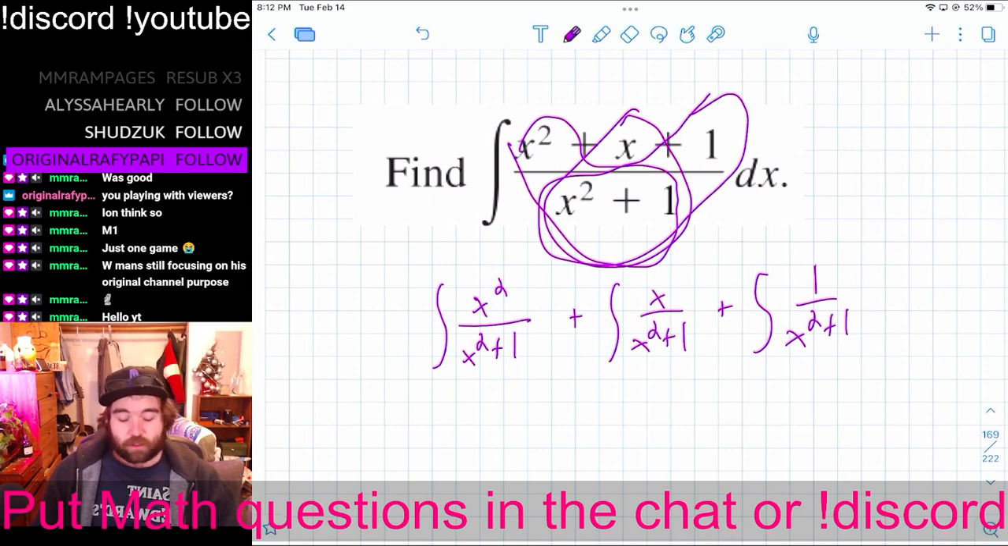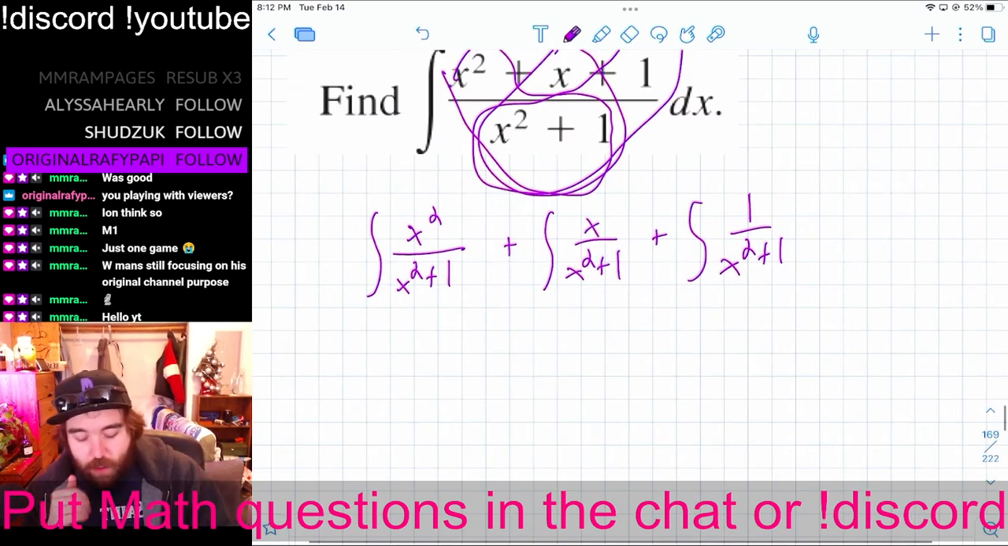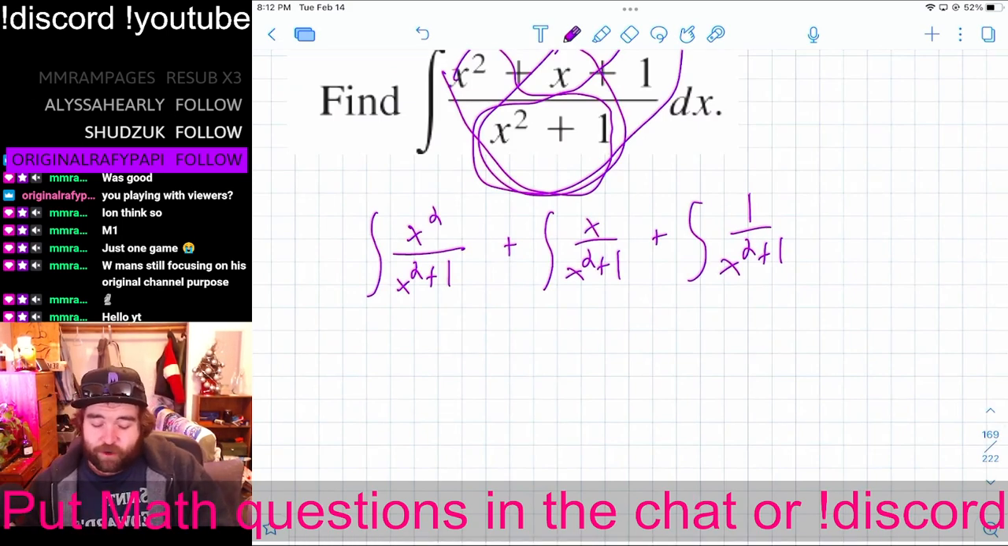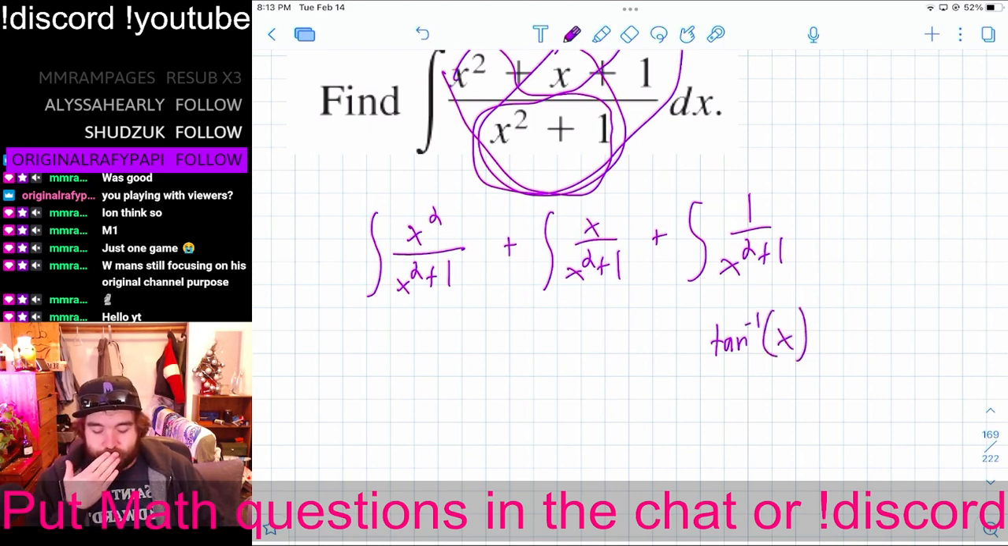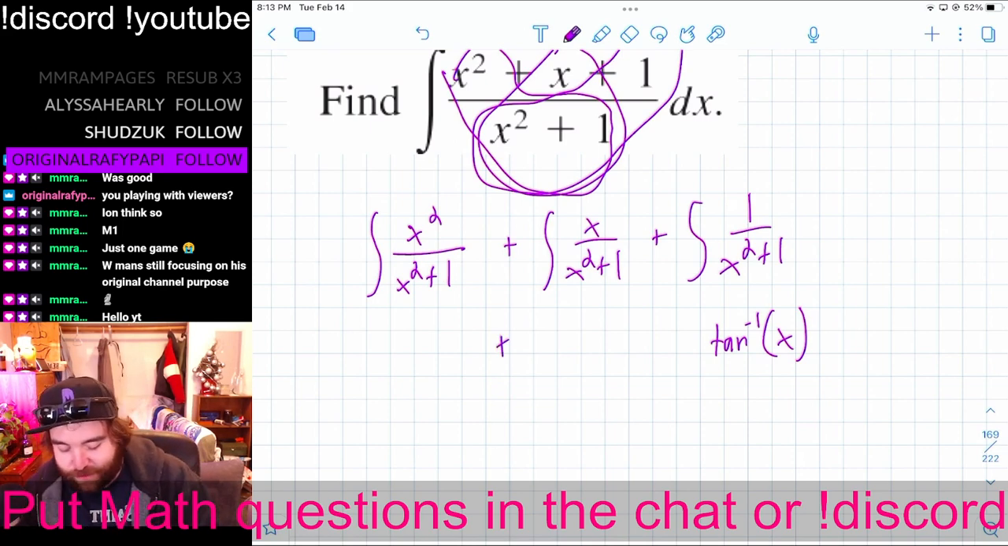Okay. Well, bit by bit, the last one is actually the one that jumps out to me. And you just have to know the integral of 1 over x squared plus 1 is the inverse tangent of x. Right? So that shows me that we're definitely going to have some problems here because the answer is definitely still going to be in it.